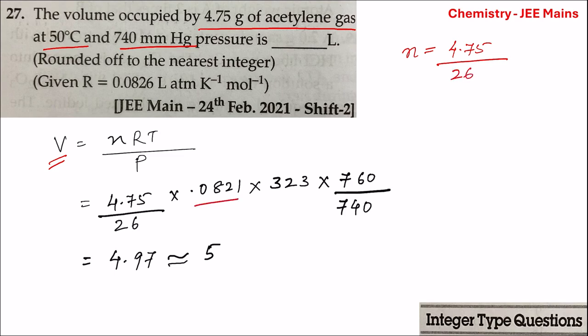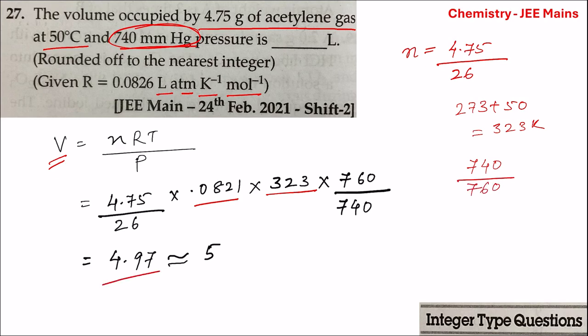R की वैल्यू है 0.0821 लीटर एटमॉस्फेयर पर केल्विन पर मोल. टेम्परेचर केल्विन में हो जाएगा 323 केल्विन. 273 plus 50, this is equal to 323 Kelvin. Now pressure in atmospheres will be, pressure given है millimeters of mercury में, तो pressure in atmosphere हो जाएगा 740 divided by 760. So putting the values and solving, volume आ जाएगा 4.97 liter, which is approximately 5 liter. तो यहाँ पे आंसर हो जाएगा 5 liter.